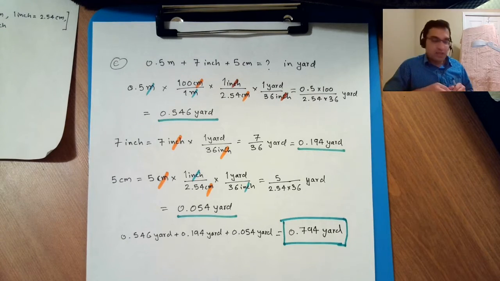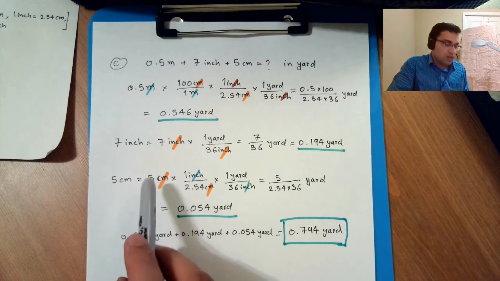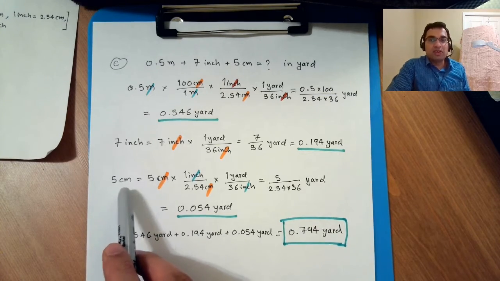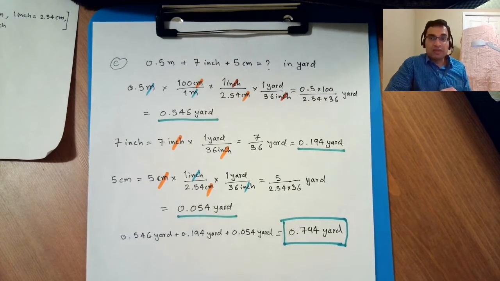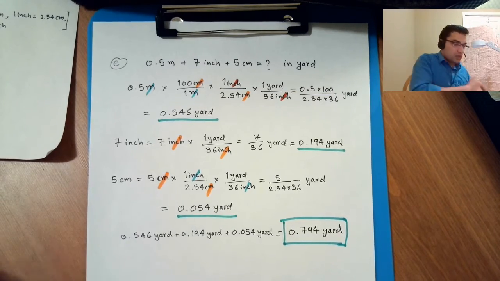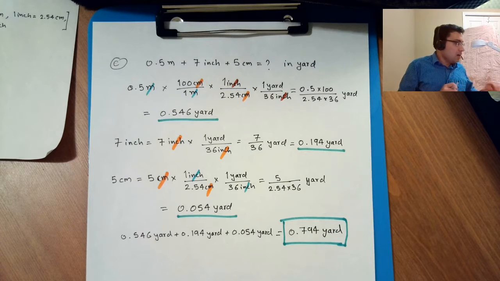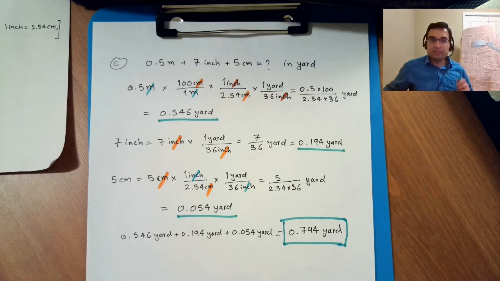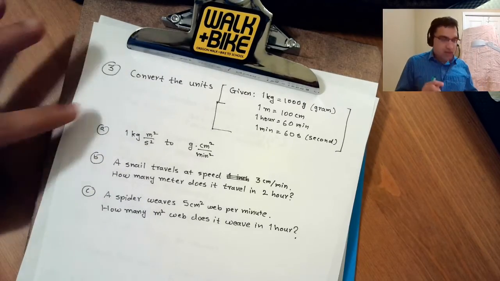Again, using common sense logic, does this make sense? This would be a really small number because centimeter is a lot smaller than a yard. So 5 centimeter is a small fraction of a yard. All right, so that is for problem 2 and all its subproblems. Now let's move to the next one. Moving on to the last problem, which has 3 subproblems.